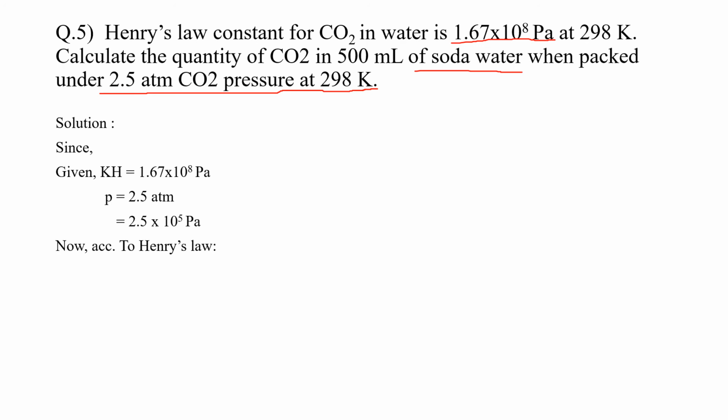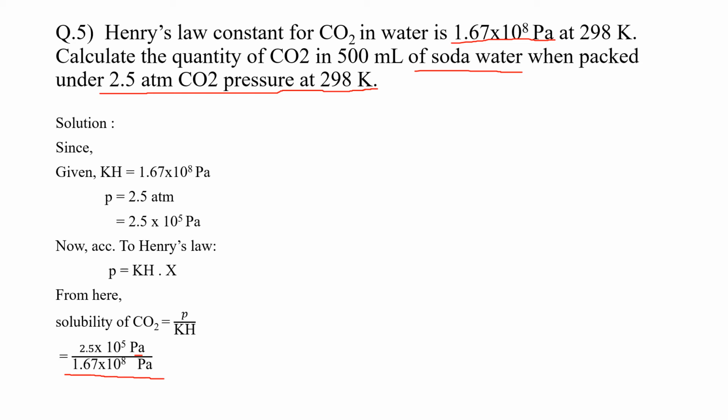Now according to Henry's law, pressure is equal to Henry's law constant times mole fraction or solubility. So from here, the solubility of carbon dioxide will be equal to pressure upon Henry's law constant. Now on putting the values, the pressure of carbon dioxide is 2.5 × 10^5 Pascal divided by 1.7 × 10^8 Pascal, that is Henry's law constant. So from here the solubility of carbon dioxide will be 1.49 × 10^-3.